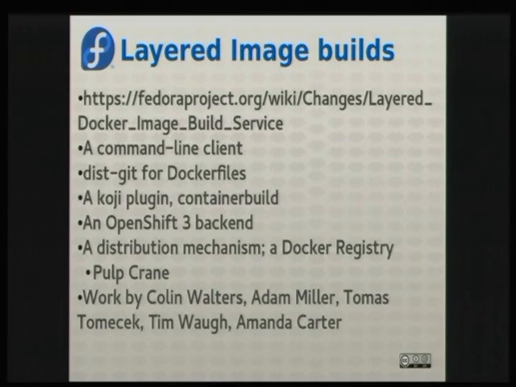The layered image builds is the next change. It's something that Adam Miller has been working on. It will enable us to make layered Docker images and integrate that into Koji and ensure that we know what goes into them. It contains a whole bunch of stuff: a command line interface, an extension of that. It actually has its own implementation of OpenShift v3 that it uses to build them. That output is fed back into Koji.